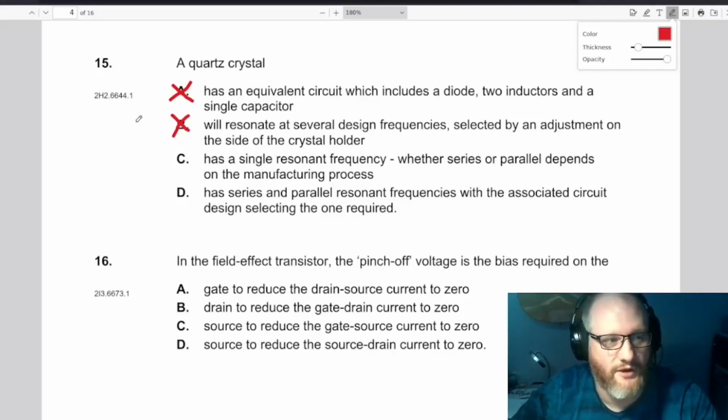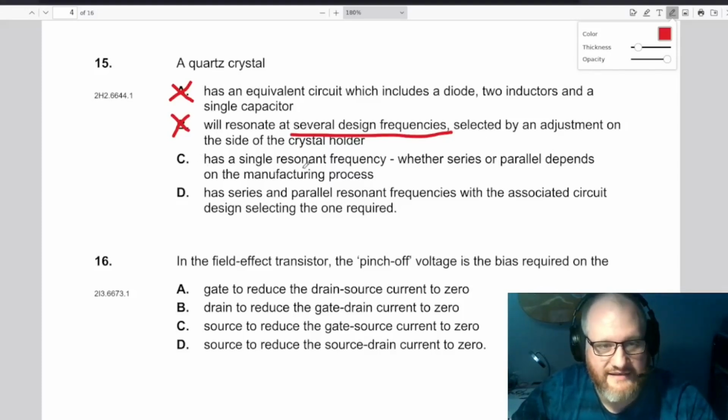That wouldn't be a single crystal with switches pulling it either way. You can pull crystals by varying the capacitance around them. You can pull them either side of their design frequency, but there's certainly no adjustment on the side of the crystal holder, and there certainly aren't several design frequencies, which is what that answer is looking at.